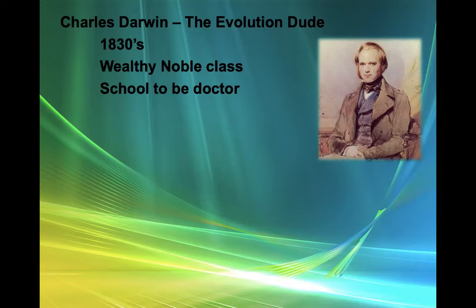So Darwin, being a young person, decided that he wanted to go to school to be a doctor because he saw his father and wanted to grow up to be just like his dad. Unfortunately, when he got to medical school, he realized that he didn't really like to be around sick people, and he definitely didn't like to be around blood.